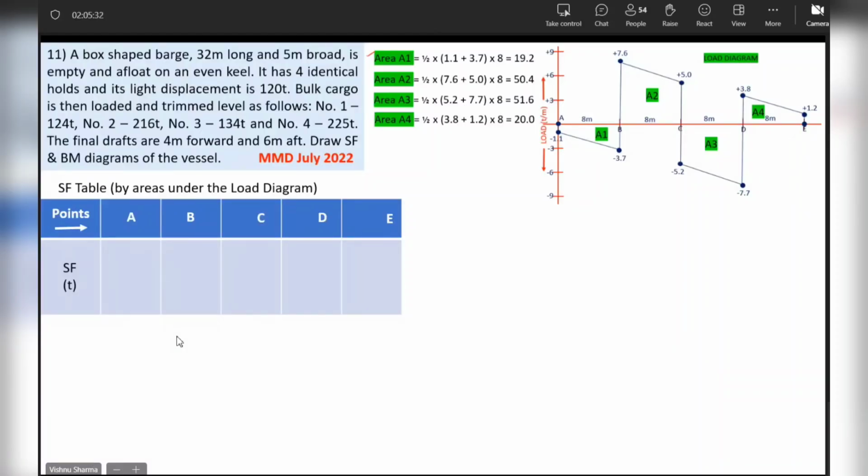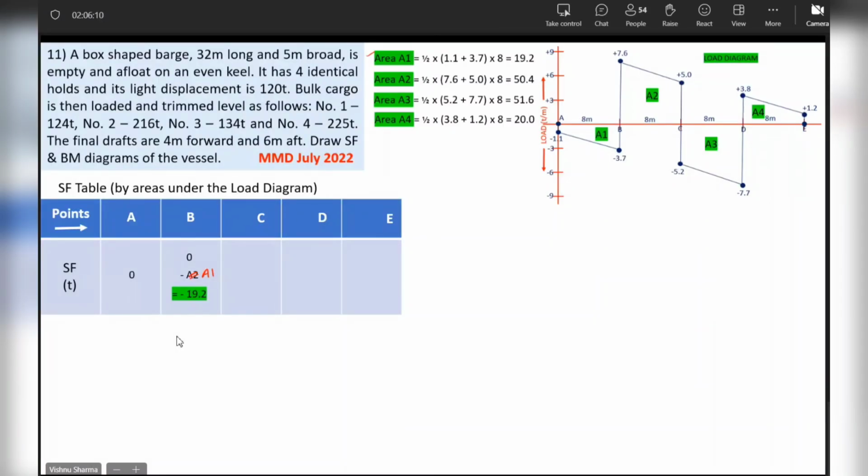SF at A is 0. At B, first I carry forward 0. Change from A to B is minus area A1. Sorry, I wrote by mistake area A2. It is minus area A1. And minus area A1 will be minus 19.2. Is that correct, beta? So this is area A1. This is a typo error, beta. Do you agree? Is the shearing force at B going to be minus 19.2, guys? Yes or no?